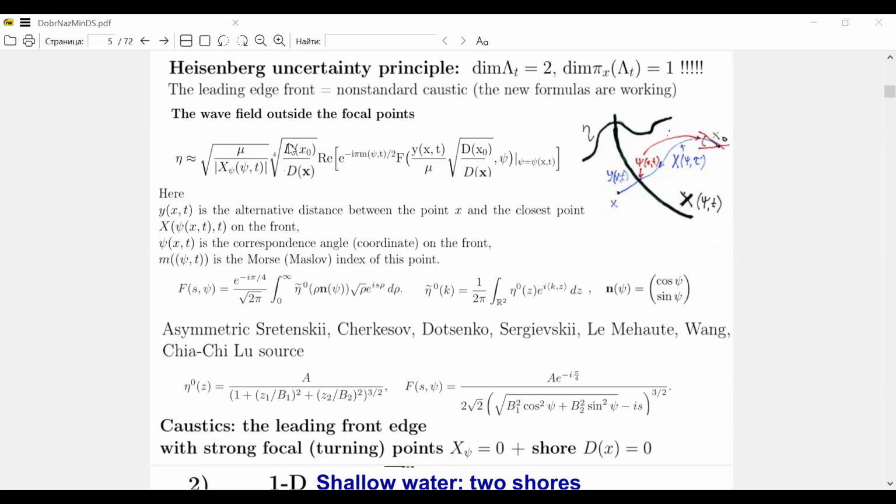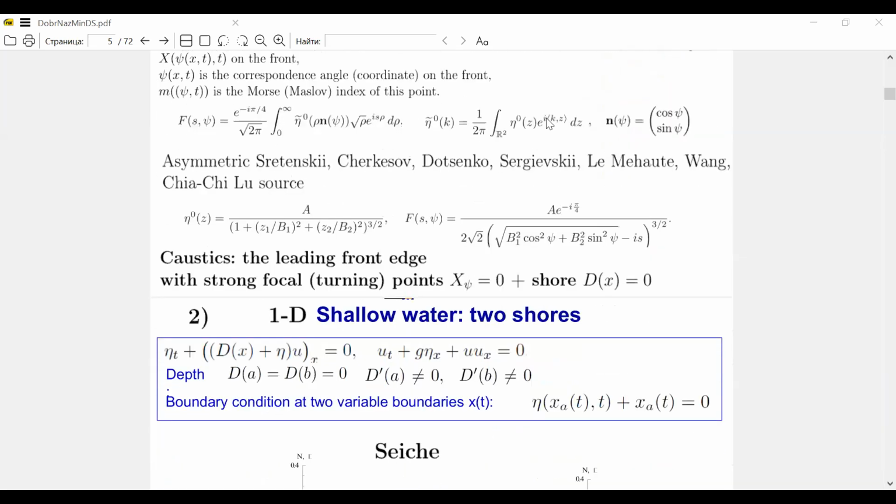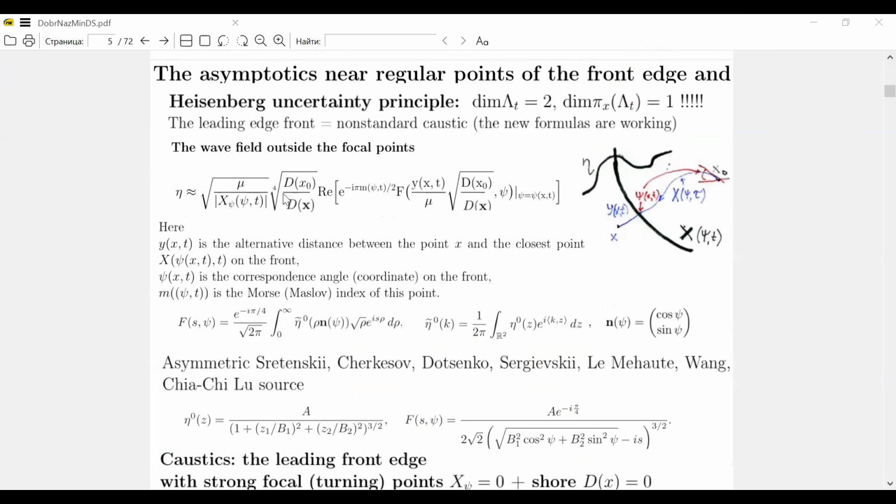Because this double WKB, some analogs of double WKB representation, give 0 in the denominator. It means that we have a caustic. And this front is a caustic, and then the beach, the shore, is a caustic. So one caustic comes to another one. Yes, shore and front are also caustics.